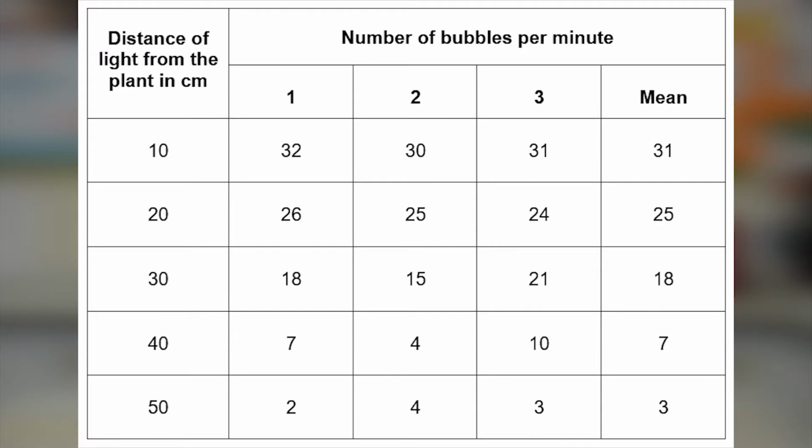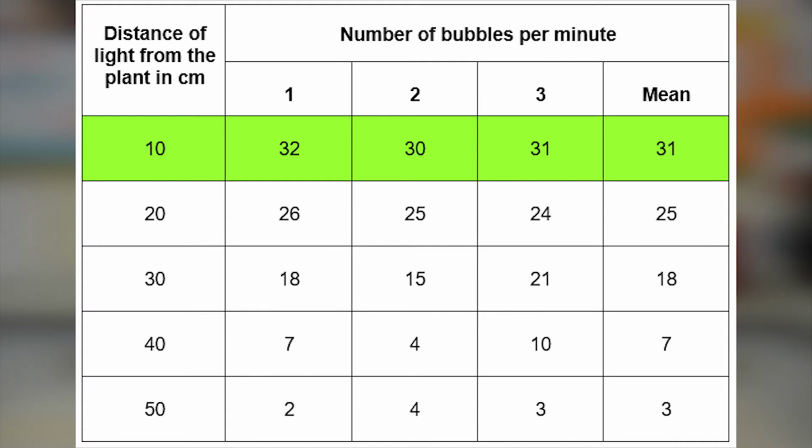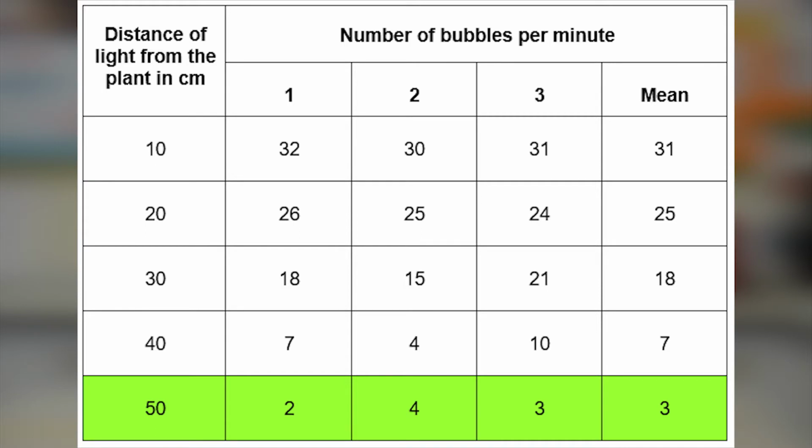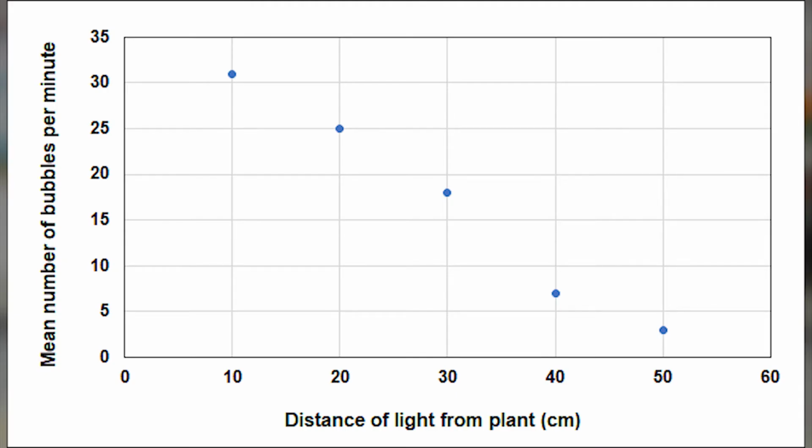Our results show that as we increase the distance of the pondweed from the light source, the number of bubbles produced per minute decreased. As at 10 centimeters we had 32 bubbles, and at 50 centimeters we had 2 bubbles, meaning that as we reduce the light intensity, the oxygen production is reduced. The results support our hypothesis. We can then plot a graph with the distance from the pondweed to the lamp on the x-axis and the mean number of bubbles per minute on the y-axis.